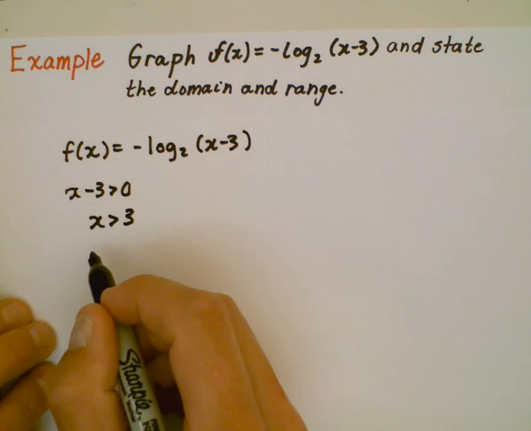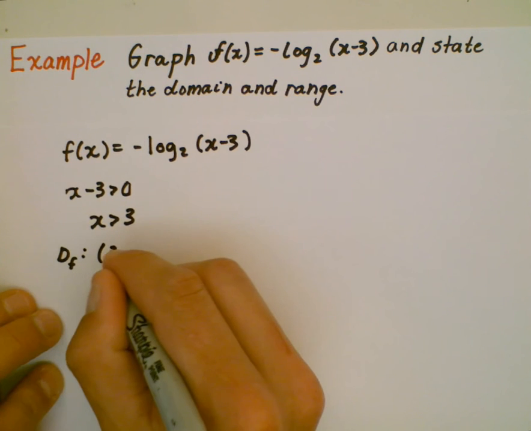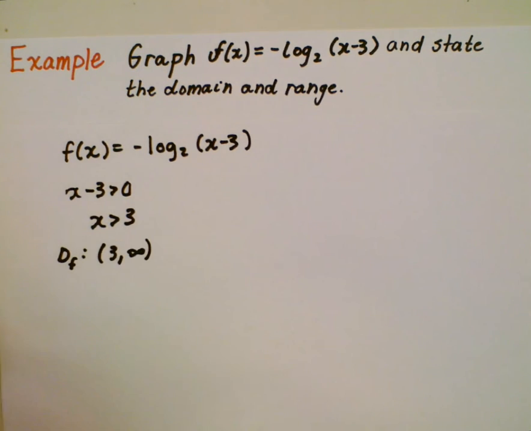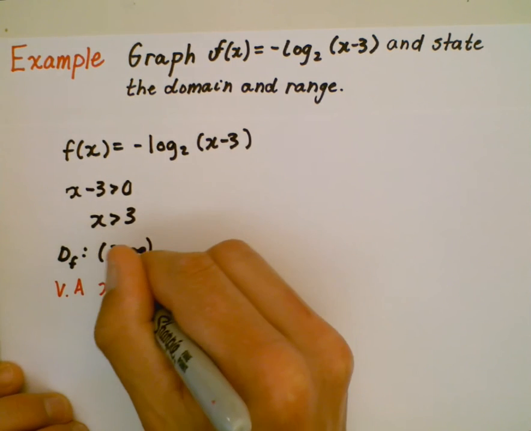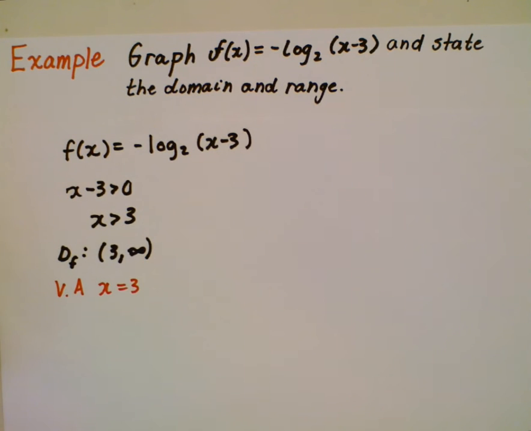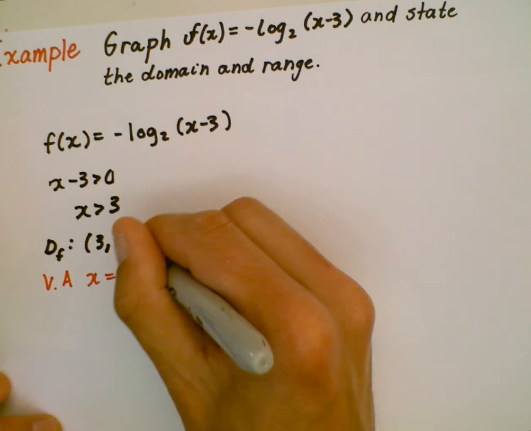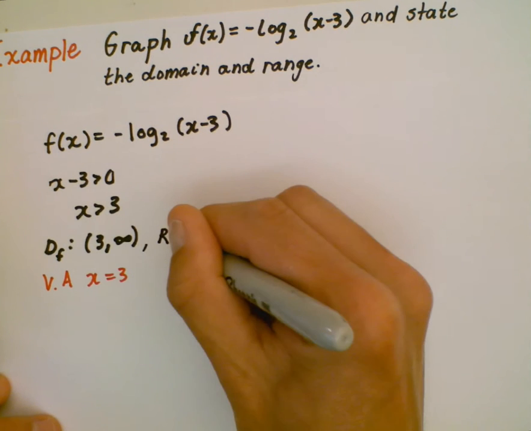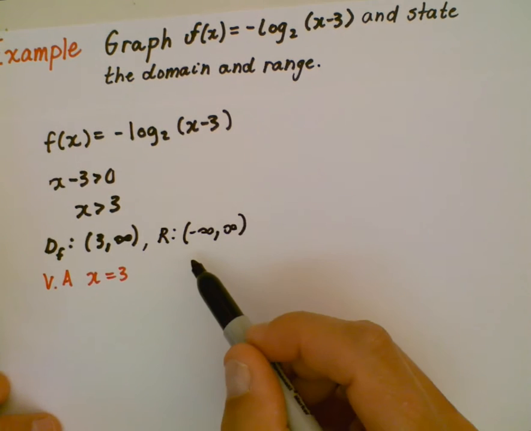So there's two things you found here. You found the domain of the function, so in interval notation it's 3 to infinity. But you also found the vertical asymptote. So the vertical asymptote here is x equals 3. Okay, so we shifted that over 3 units. The range is the same. It is actually just going to be all real numbers. It's not changing. Okay? So we have the domain and range of our function.